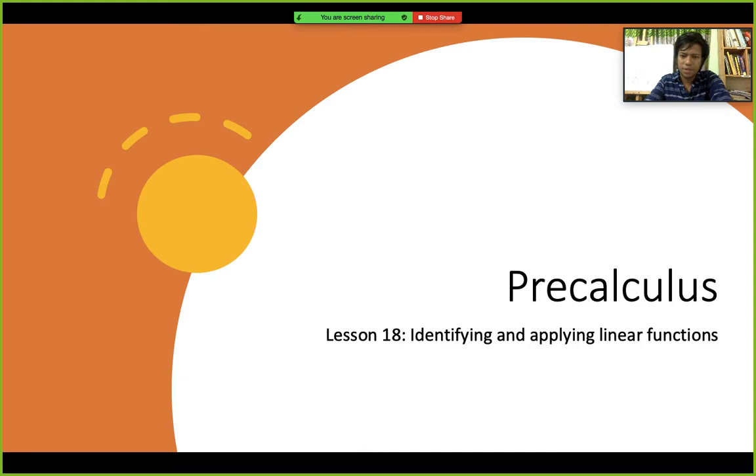This is our lesson 18, identifying and applying linear functions. And in this lesson, we will try to understand if some function is given or if some data are given, then how we will understand which one is linear, which one is not linear. And then we'll try to see where we will apply that knowledge of linear functions in what type of real life situation.